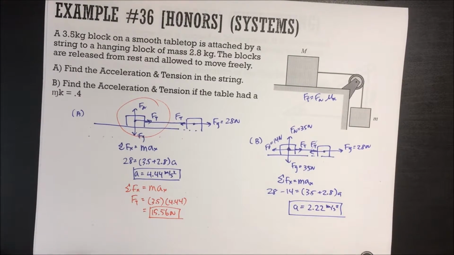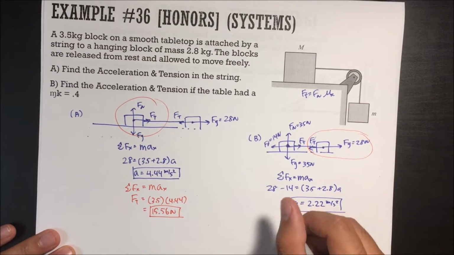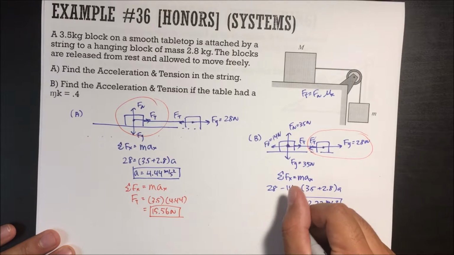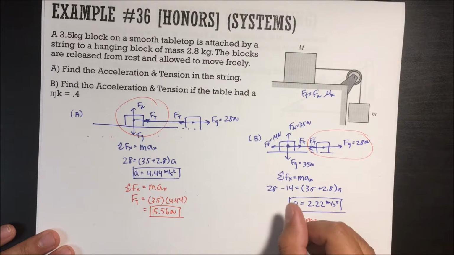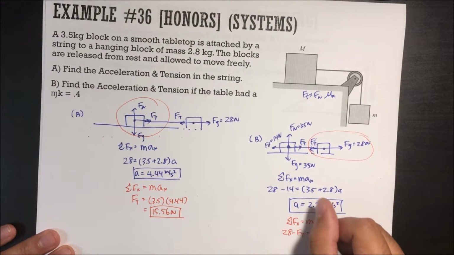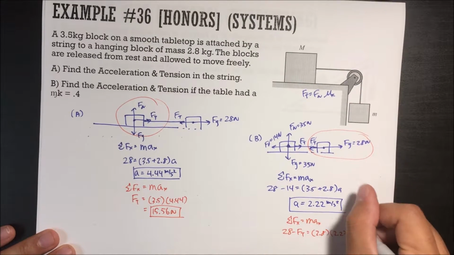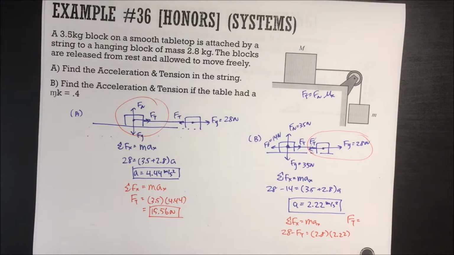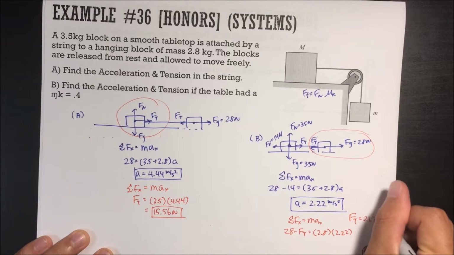Next, again, we're just going to be looking at one part of this, and this time I'm going to look at this part to find what the force of tension is. It doesn't matter, I could use either one. Sum of all forces in the x equals mass times acceleration in the x. So all the force we have is 28 minus force of tension, equal to the mass of this one, which is 2.8, times the acceleration, which is 2.22. Then I get force of tension is equal to 28 minus 2.8 times 2.22, which is 21.78 newtons.